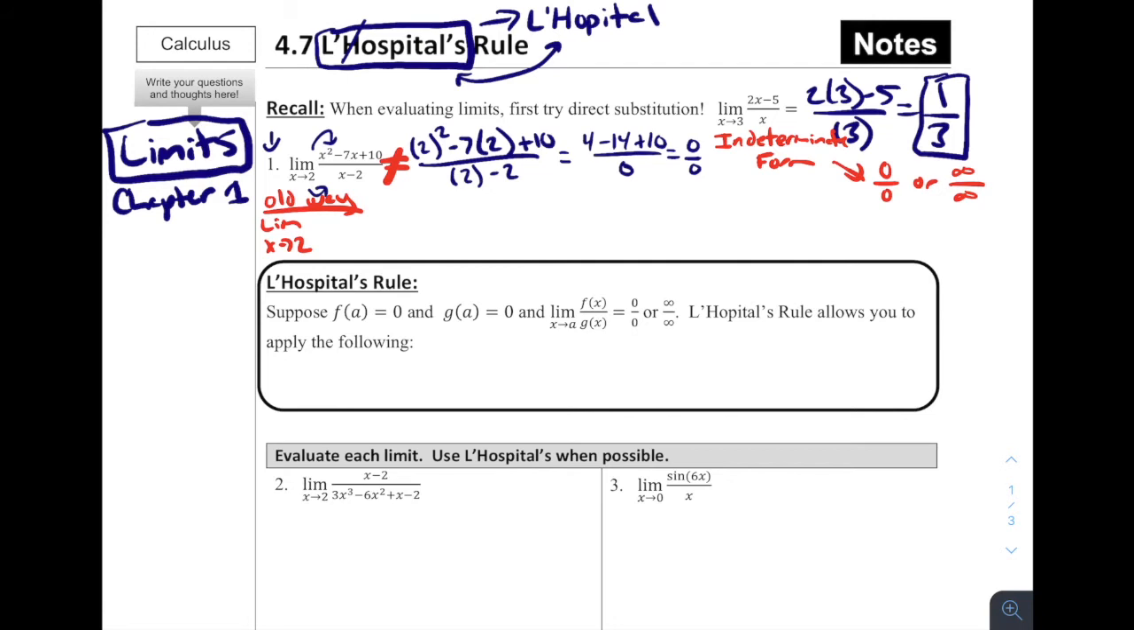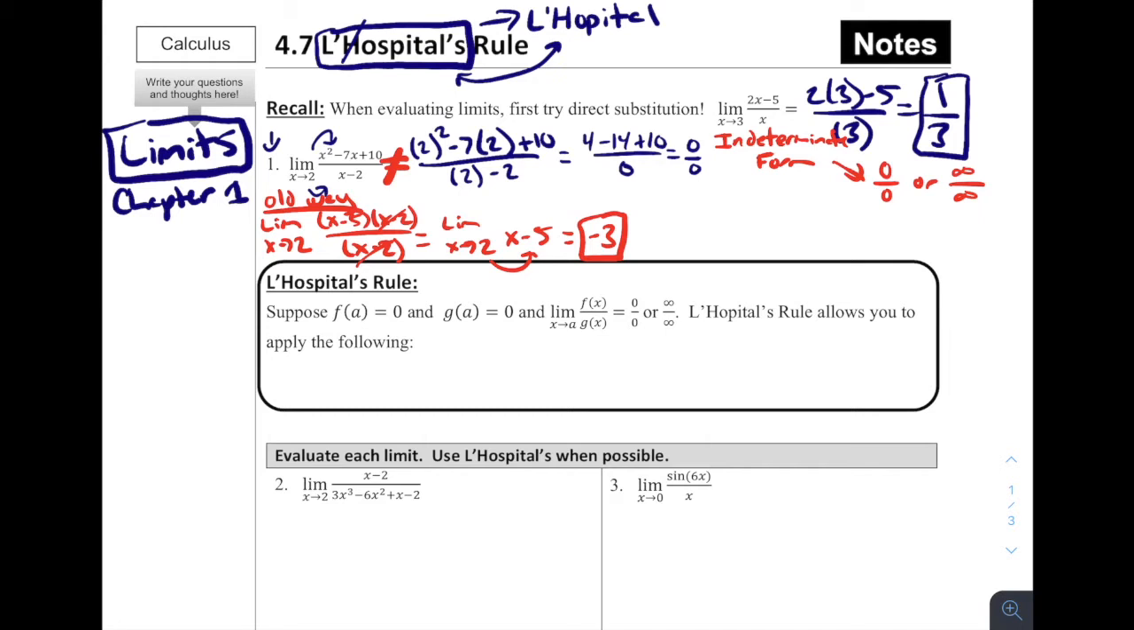If you factor the numerator, we could see that that's going to be x minus 5 times x minus 2, divided by that x minus 2. And we see those x minus 2's cancel. So this is equal to the limit as x approaches 2 of just x minus 5, which we can then substitute in and see that this limit is going to be 2 minus 5, which is negative 3. So that is the old way that we would do this problem.